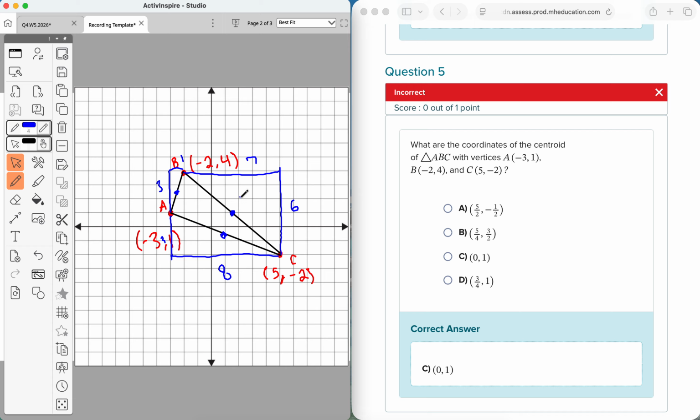Let's label the midpoints. This one is 1.5, 1. Yeah, we just got to get through it. 1, -0.5. And this is -2.5, 2.5. All right.